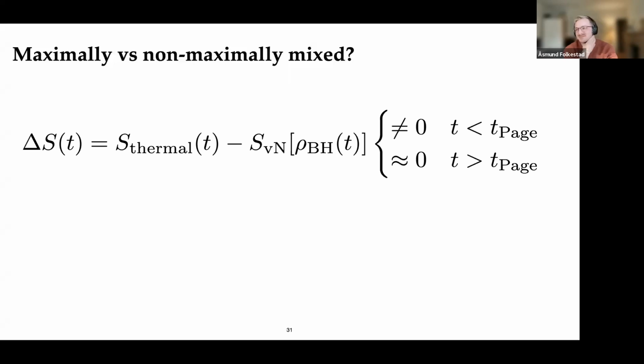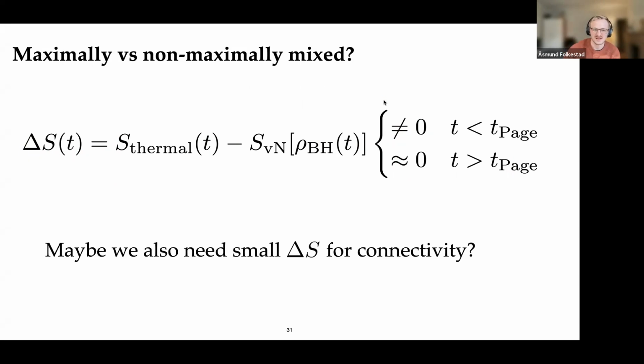One thing that people might suggest is that maybe you can look at this quantity delta S, which is the thermal entropy minus the fine-grained entropy. Essentially, how far from mixed are you? Before the Page time, this is non-zero, and the earlier you are, the greater this difference is. And then after Page time, it's approximately zero, almost by definition of the Page time. So maybe we need small delta S in order to have connectivity.